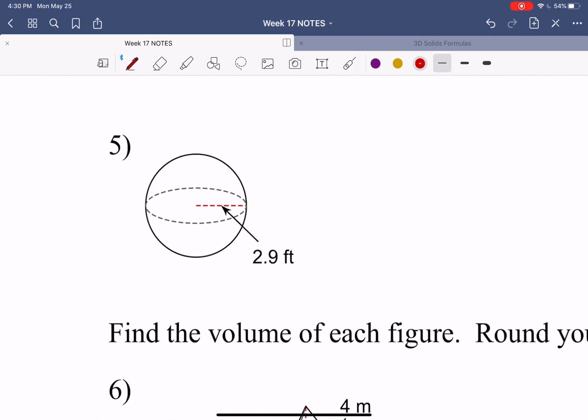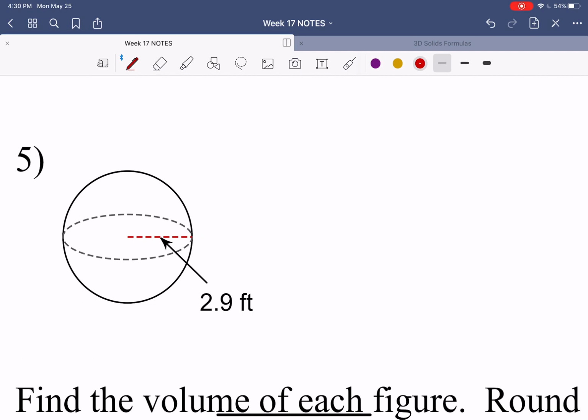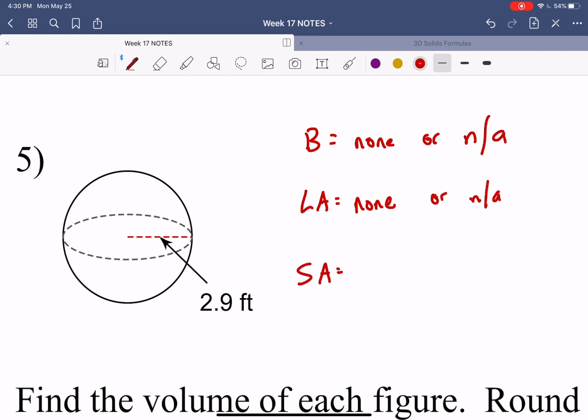The last example we're going to look at is for a sphere. So for a sphere, right, if we try to follow the same steps, we're looking for a base. There is no base, right? So you can just write none or not applicable or just not do it. Lateral area, again, there is none. If there's no base, then there's no lateral area. It just has surface area.